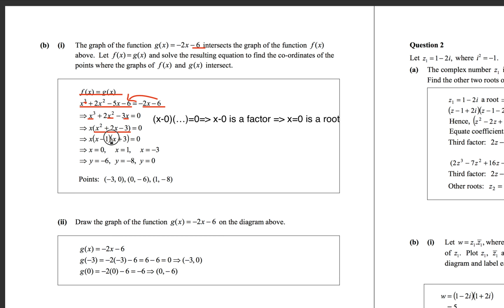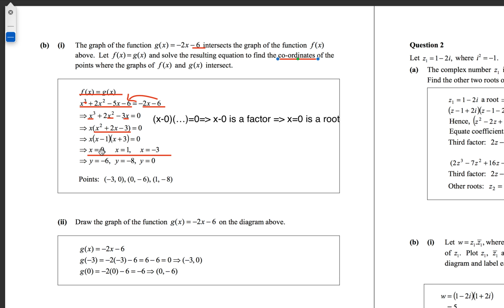Solve for this. Draw a line down here. X minus 1 equal to 0, x equals 1. X plus 3 equals 0, x is equal to minus 3. So these are your 3 roots. Okay, these are the roots. Now, you're not done yet. I told you to get the coordinates, not just the roots.